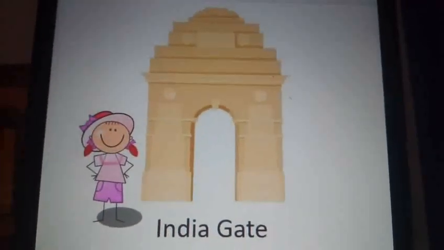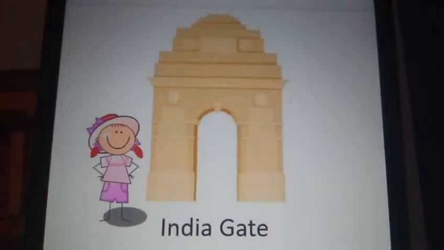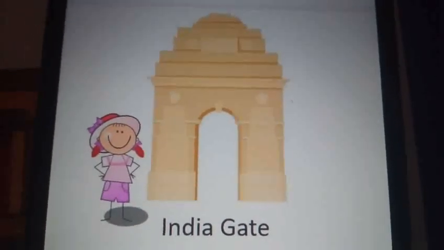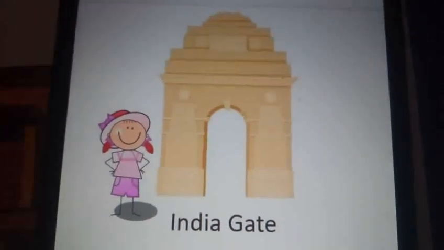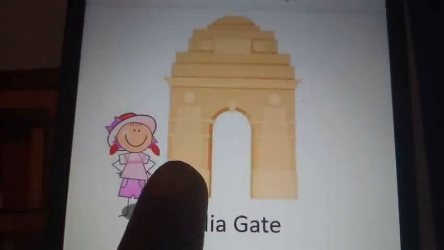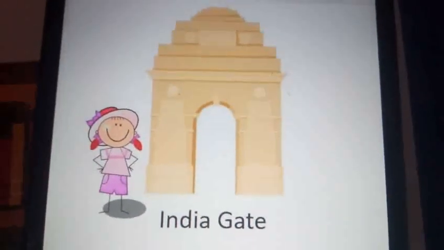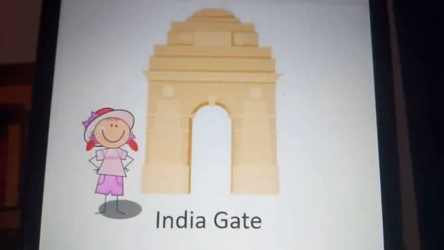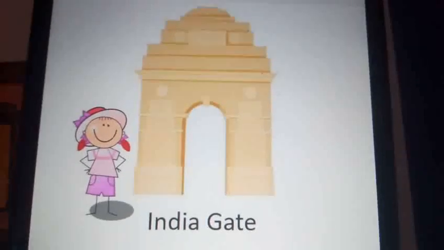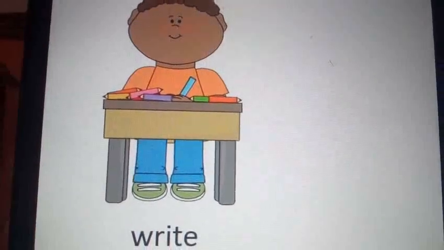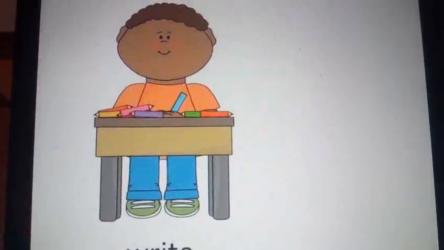So these are the sentences about my drawing. What is the topic name? A place I visited last summer, right? Once again, I am Jyoti ma'am. I went to Delhi. I saw India Gate. I felt very happy. This is about my drawing. Next, let us move to the next topic. My dear children, the next topic is things I do in school, right?